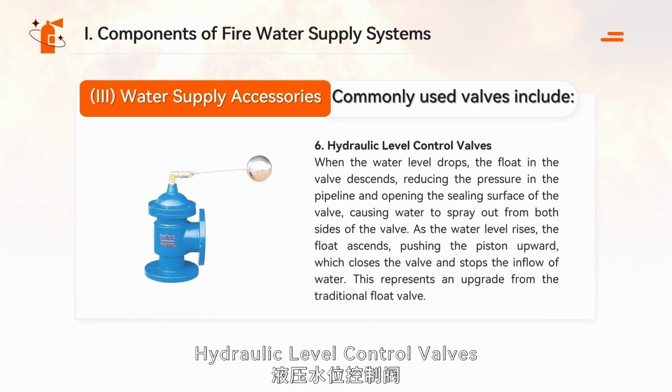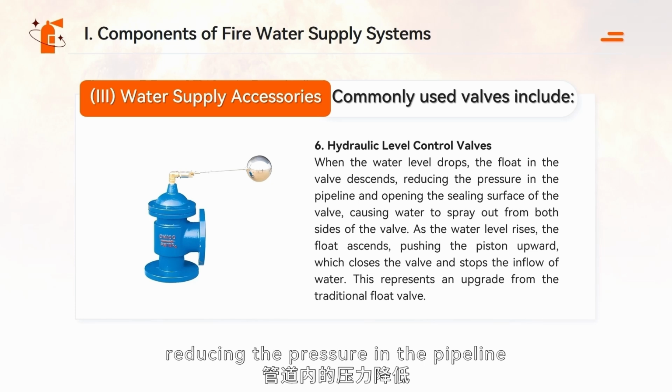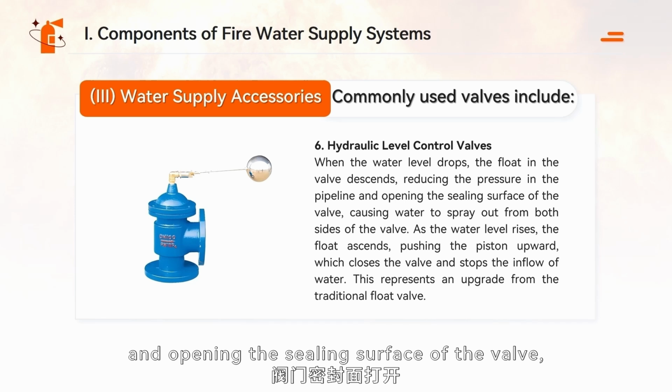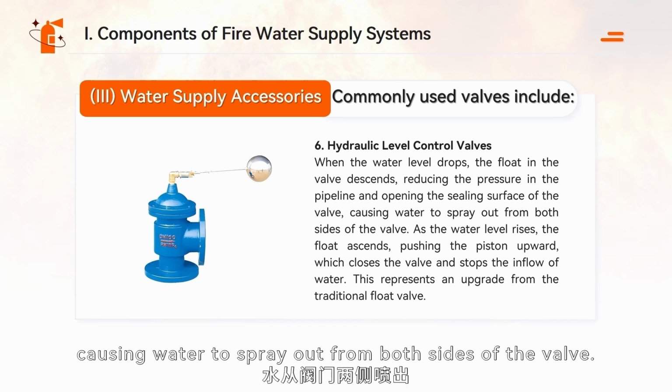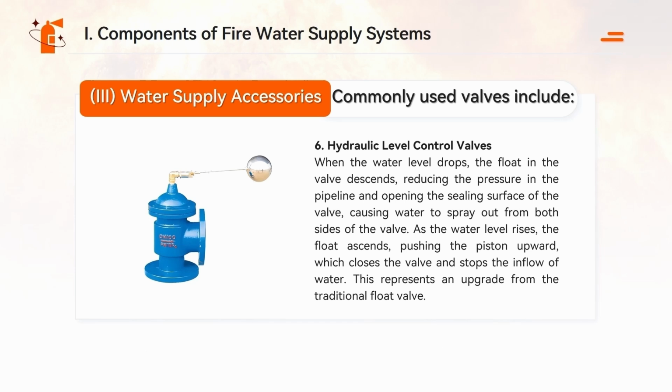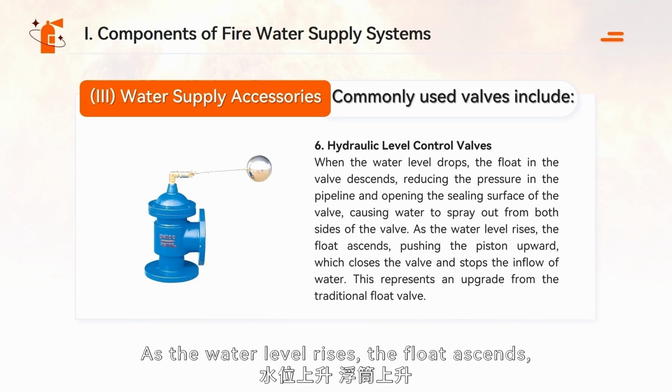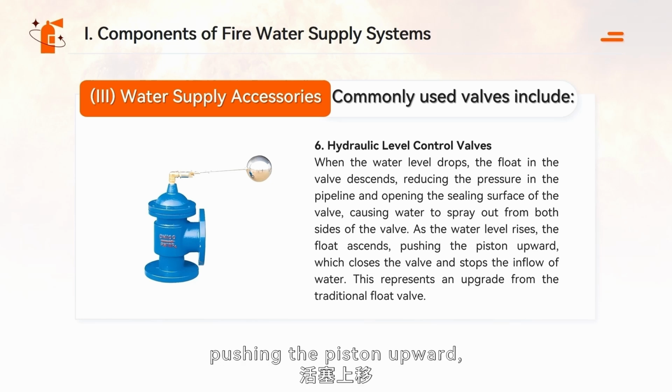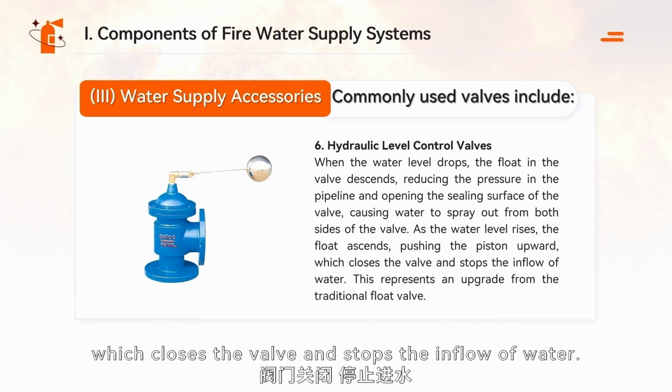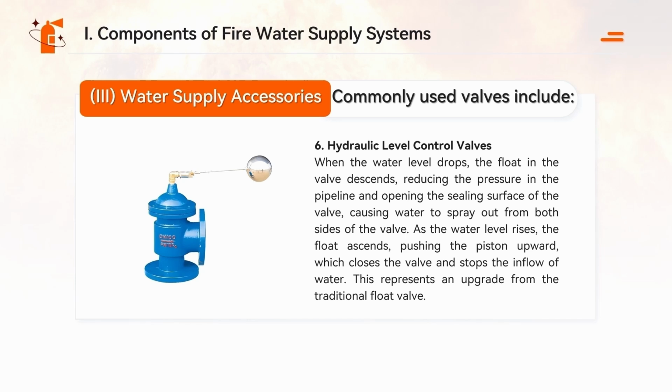Hydraulic level control valves. When the water level drops, the float in the valve descends, reducing the pressure in the pipeline and opening the sealing surface of the valve, causing water to spray out from both sides of the valve. As the water level rises, the float ascends, pushing the piston upward, which closes the valve and stops the inflow of water. This represents an upgrade from the traditional float valve.